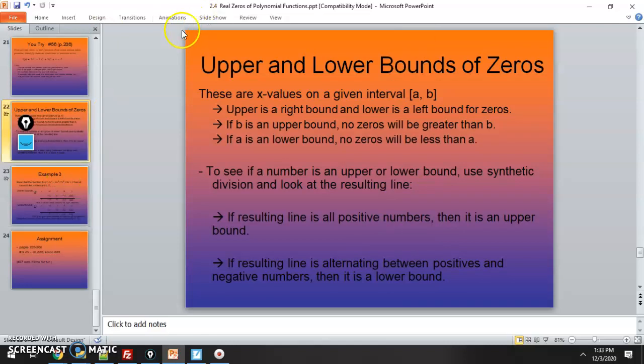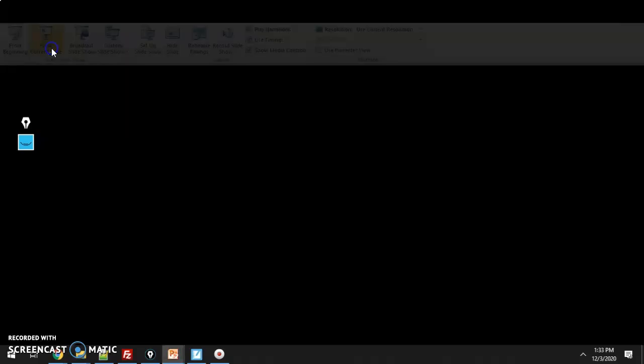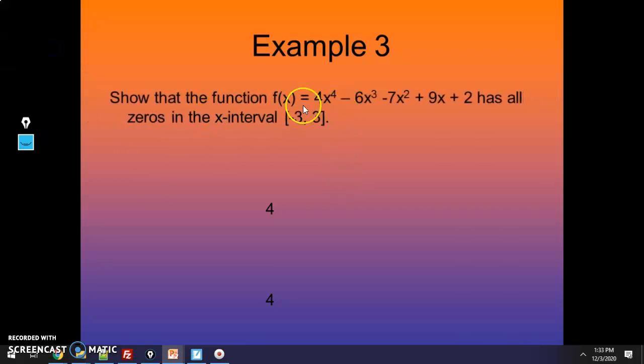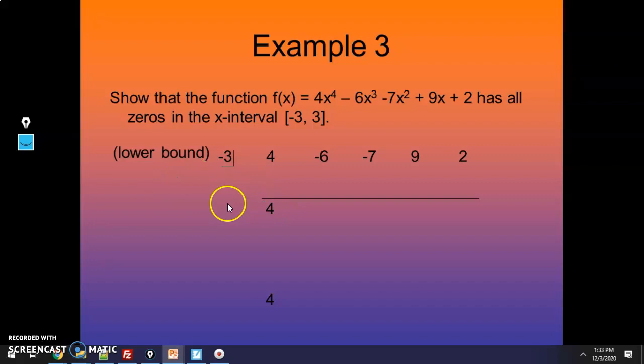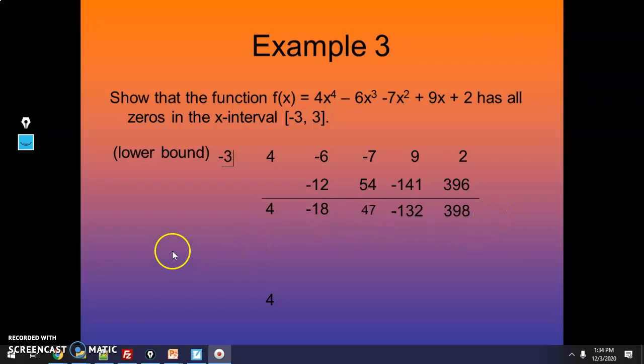So here, look at example 3 real quick. To show that the function has all of its zeros between -3 and 3, we're going to do synthetic division on this polynomial and look at the line here. So here's -3. We're going to show that this is a lower bound. We're going to do synthetic division real quick. Sorry, I'm just clicking through this to save you some time. Notice the signs here are alternating: positive, negative, positive, negative, positive. If you have this alternating of signs, that means that this is a lower bound.